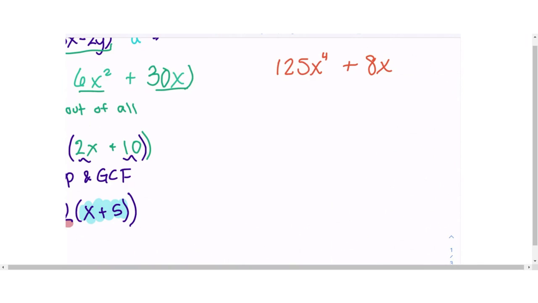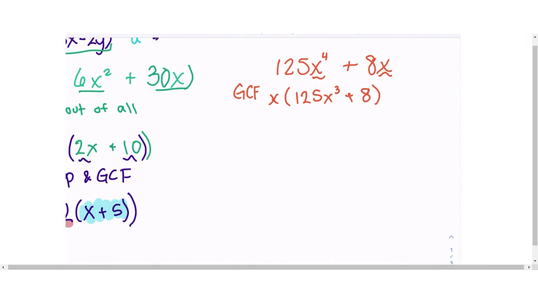Saw an error in what I wrote down, so I had to come back to it. Okay, if we had this 125x to the fourth plus 8x, we're going to do kind of the same thing as everything. We're always going to look for a GCF that goes into everything. I can see that there's at least one x in both of those, so it's going to be x multiplied by 125x to the third plus 8.